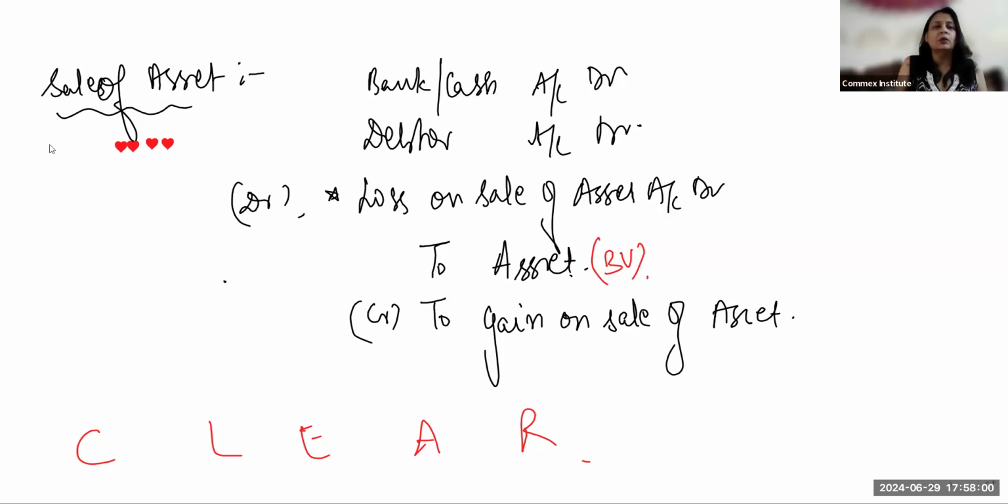Then the next one which we are going to do is the purchase of an asset, which is a simple entry. Purchase of an asset. We had done it already. I'm just revising it. Purchase of an asset is your asset account debit, because asset when increases will be debited. So when we purchase the asset, balance increases, asset account debit, whatever the name of the asset is.